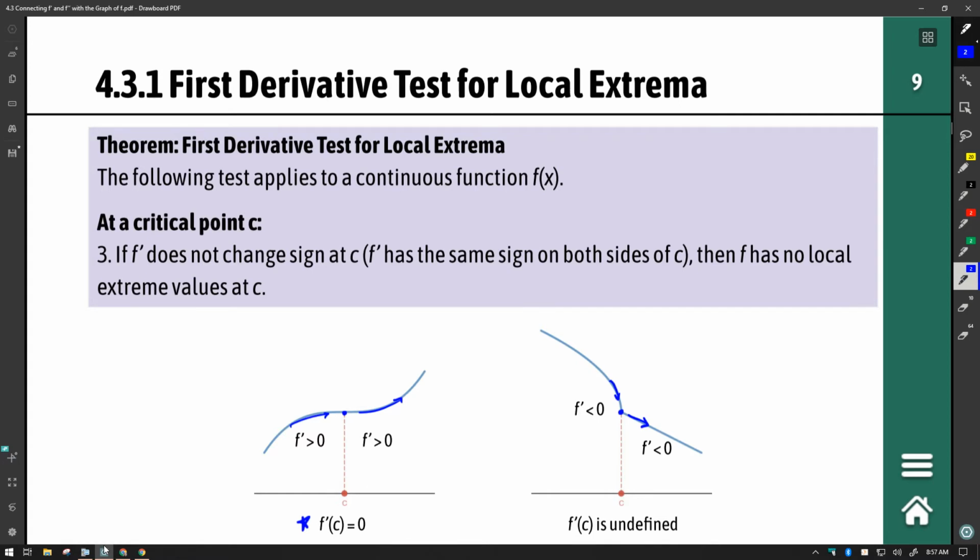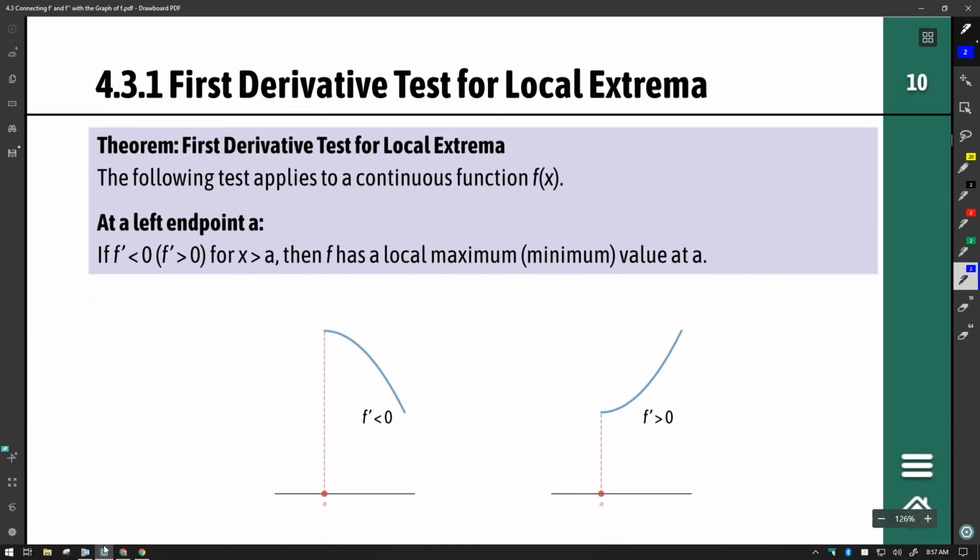If we're looking at a left endpoint, all we need to do is look at the right side of that endpoint in the interval. If f prime is negative, meaning that the graph is decreasing, we have a local maximum. So I'll write that in, local max. If we have f prime positive to the right of that left endpoint, the graph is rising, then we have a local min.